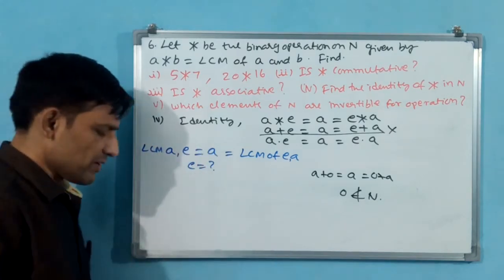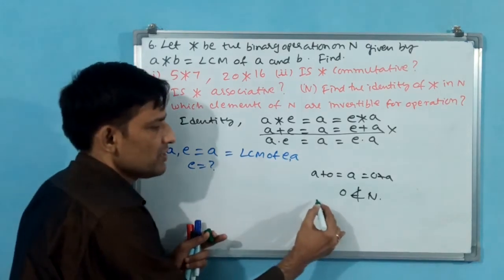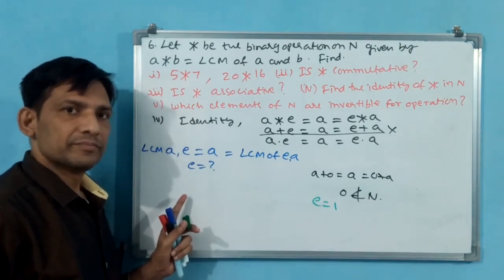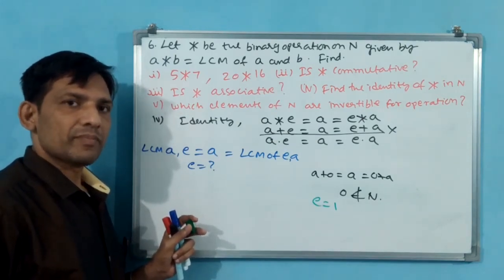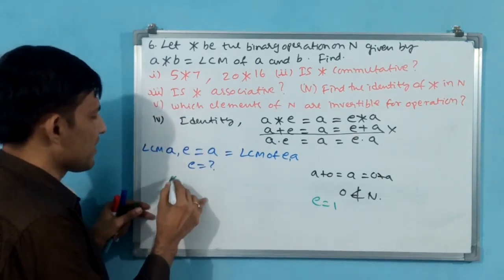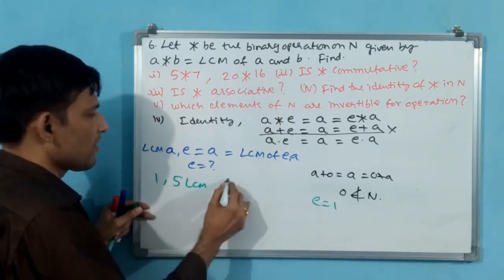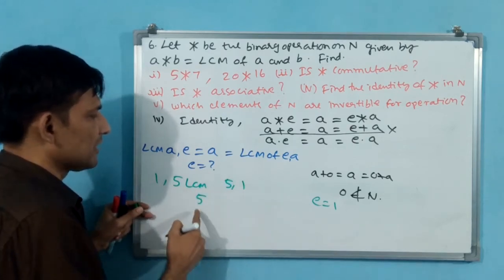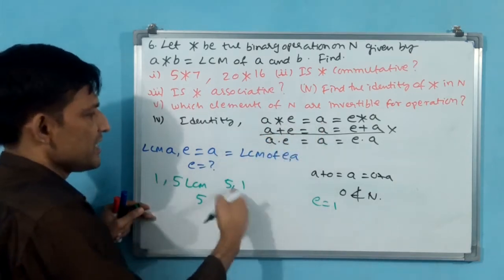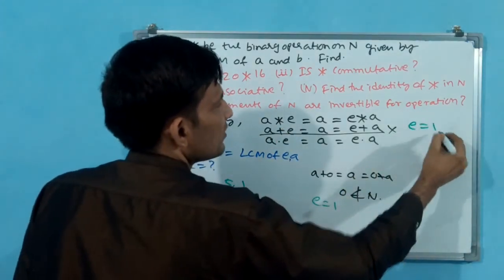Now multiplicative identity only you have to see. For multiplicative identity, what will be E? E will be 1. How will this come? Multiplicative identity: you take any number. Say I have taken 5. 5 is in N. LCM of 1 and 5, or 5 and 1, what will come? 5 only will come. That means A only will come. You see, A star E is equal to A. A only will come. That means here identity will be 1 only. E is equal to 1.